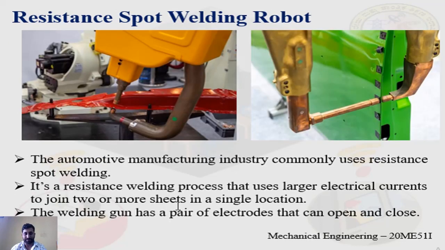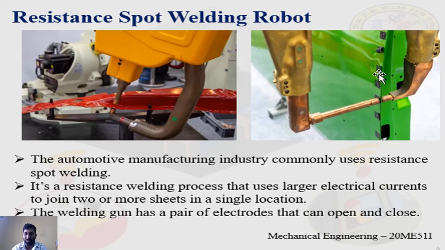Next slide. First, we will discuss the resistance spot welding robot. Most probably, this welding is used in automobile industries. The automotive manufacturing industry commonly uses resistance spot welding. We know what spot welding is. That means there will be two electrodes, one is a moving electrode and one is a fixed electrode.